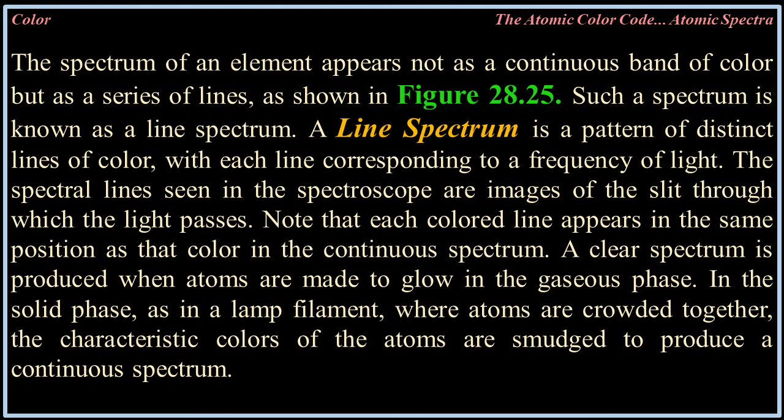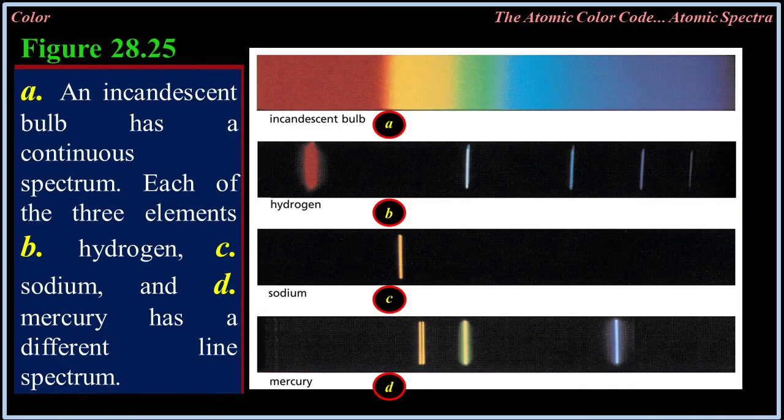The spectrum of an element appears not as a continuous band of color, but as a series of lines, as shown in figure 2825. Such a spectrum is known as a line spectrum. A line spectrum is a pattern of distinct lines of color, with each line corresponding to a frequency of light. The spectral lines seen in the spectroscope are images of the slit through which the light passes. Note that each color line appears in the same position as that color in the continuous spectrum.